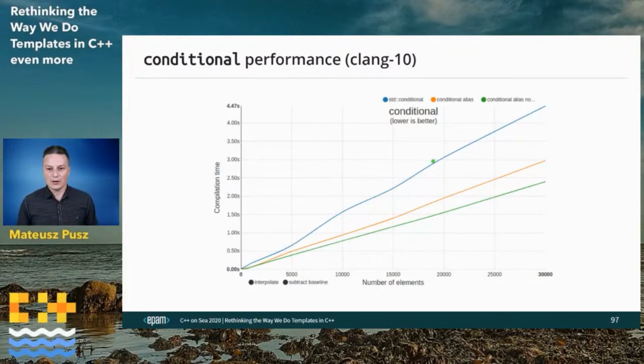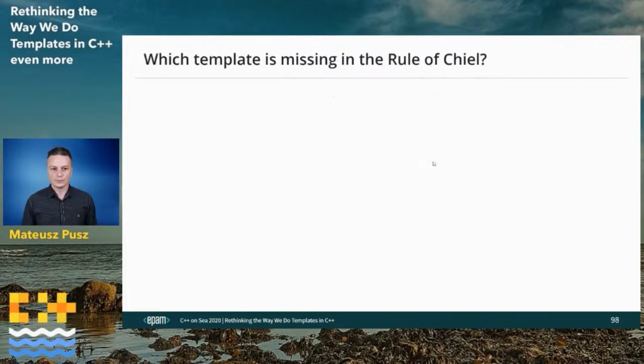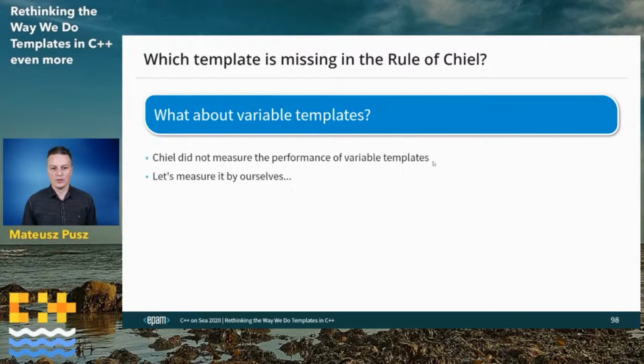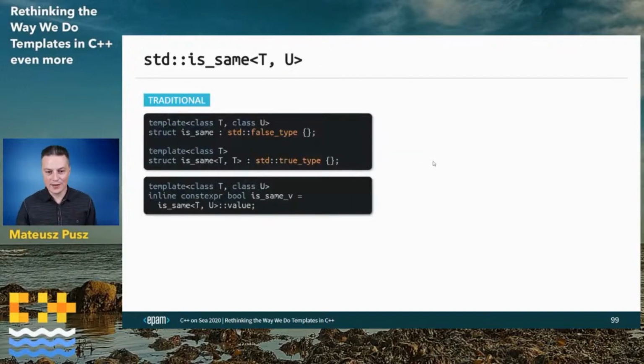On Clang, it's similar. What is missing in Chill's measurement from templates is variable templates. Variable template is not there, right? Probably Chill measured this before C++14. So let's see by ourselves what the performance of variable templates is.